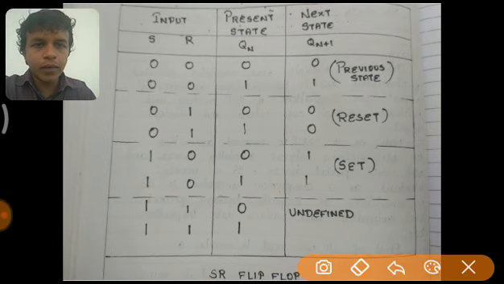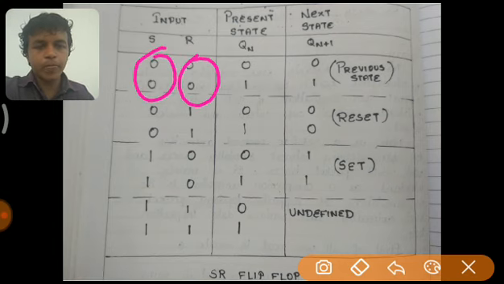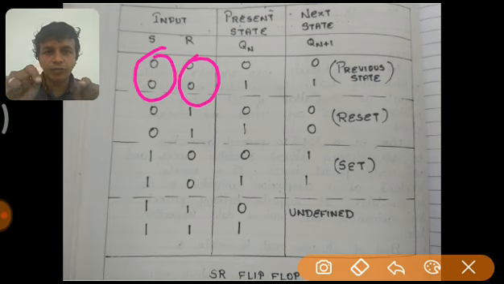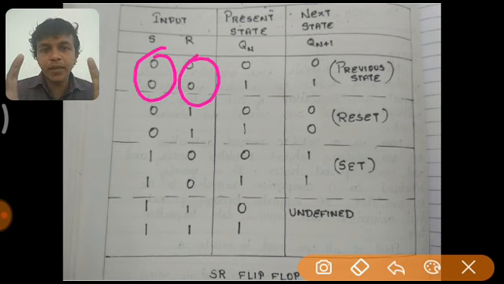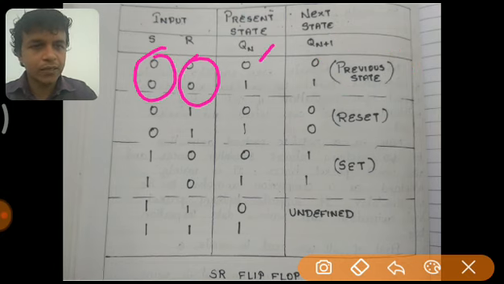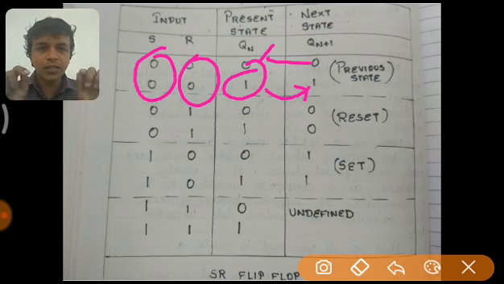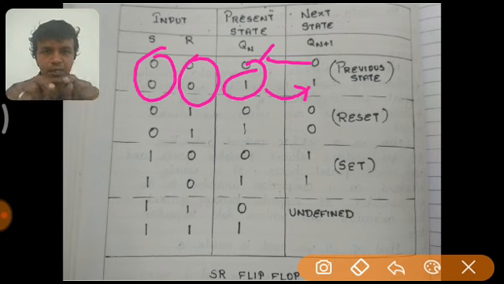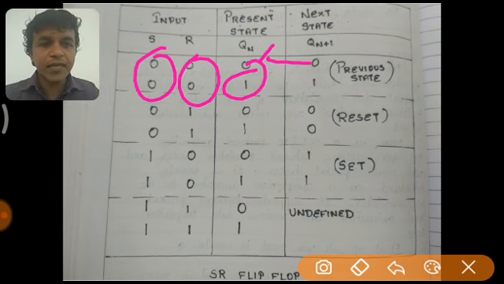So here S is 0, R is 0. That means we are not pressing any of the switches, neither the set switch nor the reset switch. We are not disturbing the flip-flop. So what happens to the output? The output of the flip-flop maintains its previous state. If the previous state was 0, it maintains that state and stays at 0. If the previous state was 1, it stays at 1. This happens when we do not press any of the switches. Now let us look into the next condition.